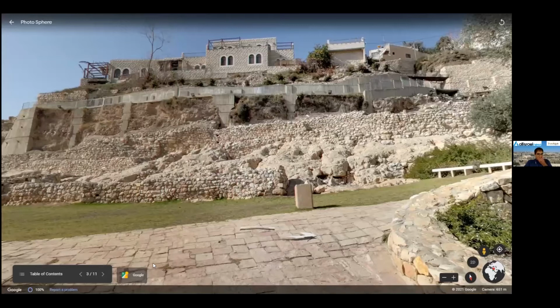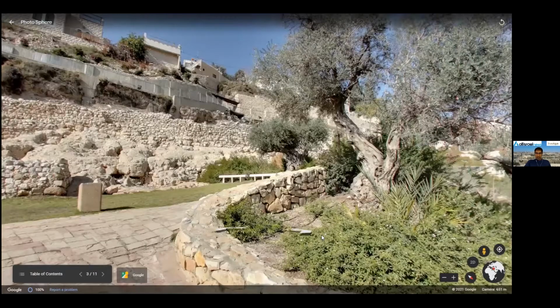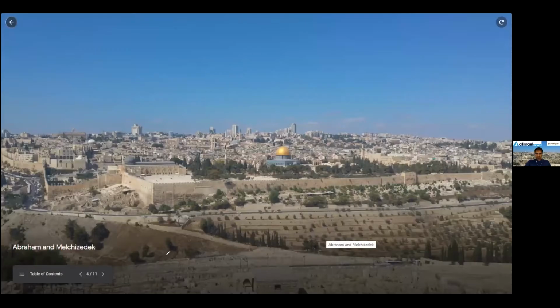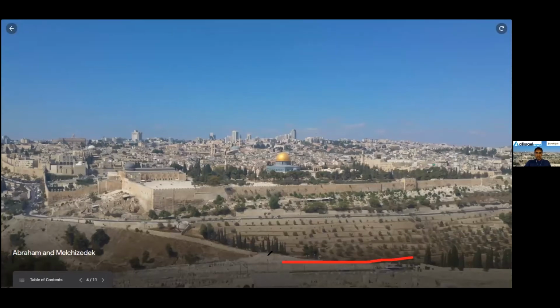So he remembered that long ago, hundreds of years before his time, Abraham met Melchizedek at the valley of Shaveh, or the Kidron Valley, which is just down here. Okay, so he didn't want to desecrate the Temple Mount and conquer the city from the north. That would be the most logical thing to do. Let me show you why it's so logical.